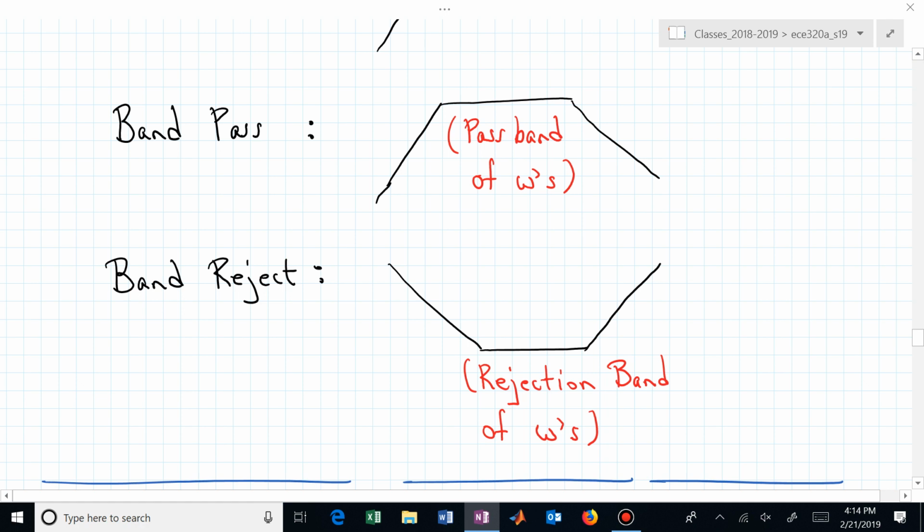Or maybe we want to reject a certain set of frequencies. Maybe we want to get rid of the 60 hertz because that's creating a hum in our audio system. So we now put in a band reject filter that's trying to basically reject that 60 hertz waveform. And so this is the rejection band that we are not favoring. We're basically wanting to get rid of it or reject it. And that would be a band reject filter. We'll learn how to design these.